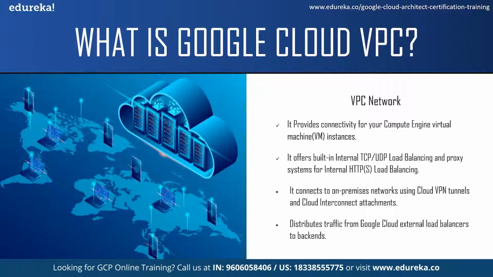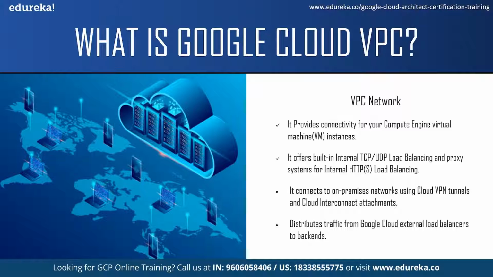Now, some of the functionalities offered by Google Cloud VPC networks are: it provides connectivity for your Compute Engine virtual machine instances, including Google Kubernetes Engine clusters, App Engine instances, and other Google Cloud products built on Compute Engine virtual machines. It offers built-in internal TCP/UDP load balancing and a proxy system for internal HTTPS load balancing. It can also help in connecting to on-premises networks using Cloud VPN tunnels and Cloud Interconnect attachments. It distributes traffic from Google Cloud External Load Balancer to the backend.